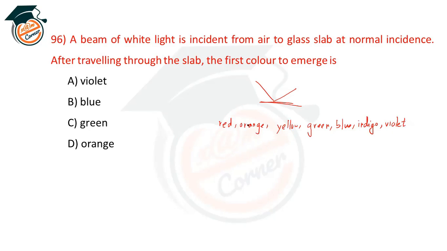So the first color to emerge is red, the next color is orange. As red is not in the option, so orange is the answer. The formula we know is C equals to V lambda.